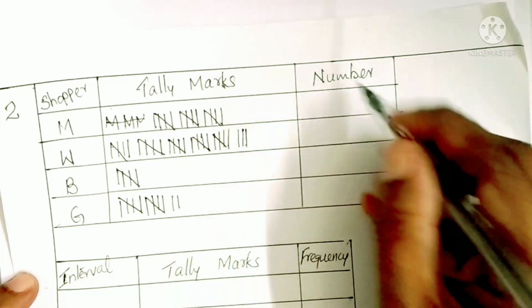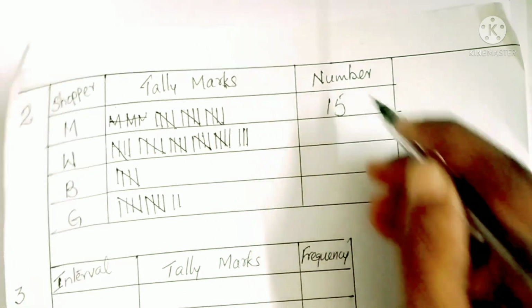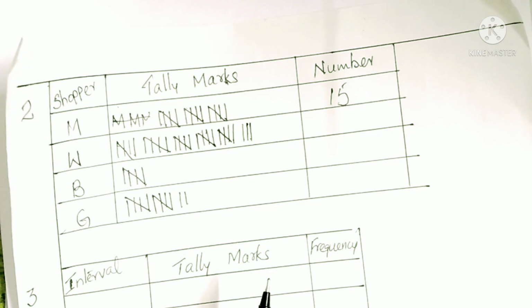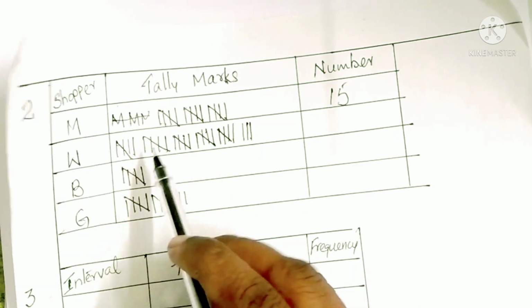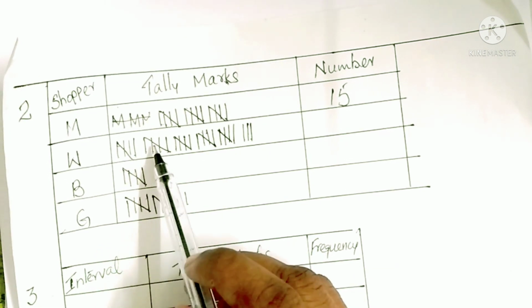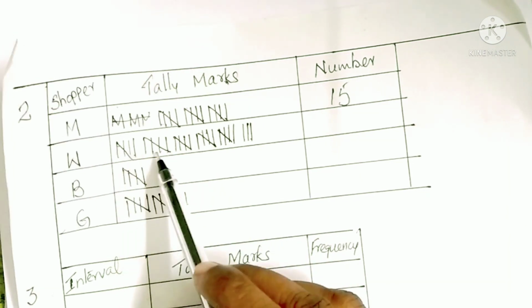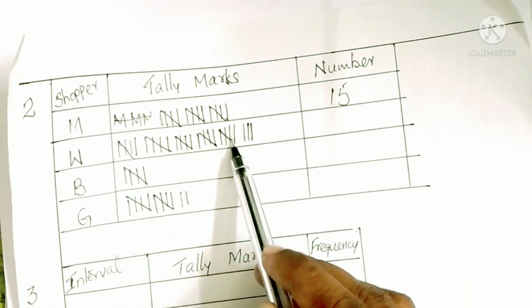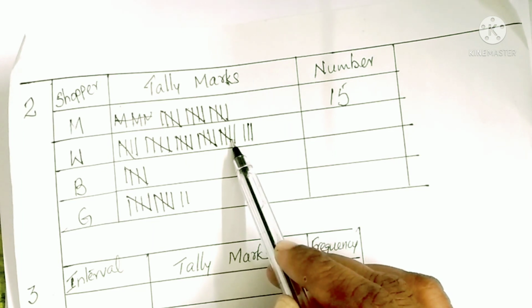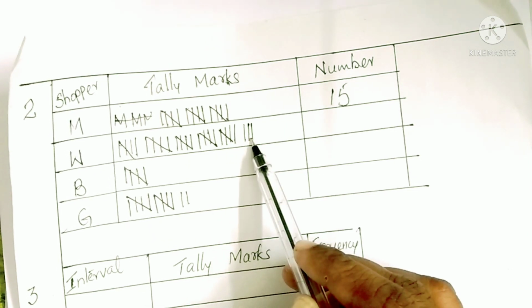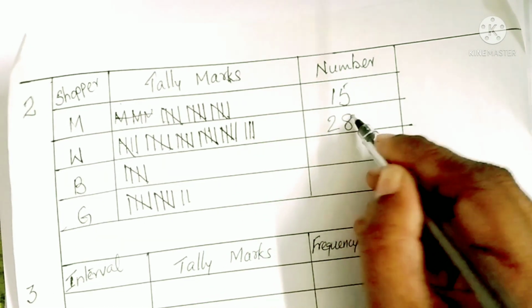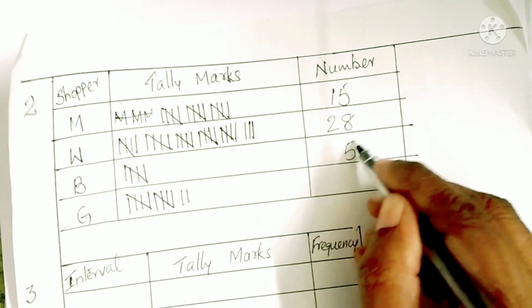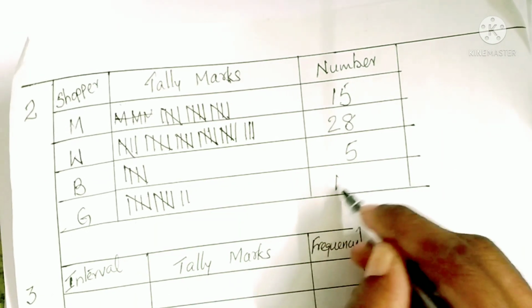Here 5, 10, 15, so it is 15 here, and the next one, count it. How will you get? 5, 10, 15. See here 5, 10, 15, 20, 25 and 3, 28. Here you have 5, and here 5, 10, 12.